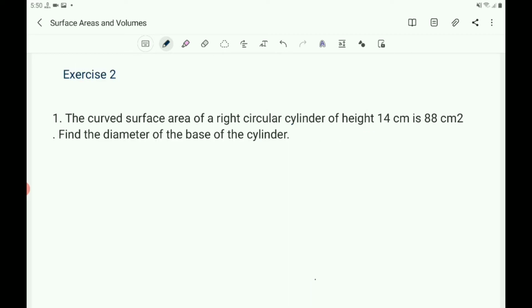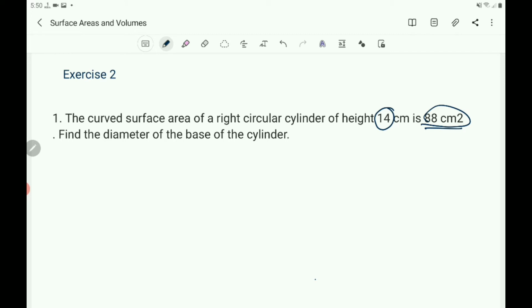Let us start exercise 2 of the chapter. The first question: the curved surface area of a right circular cylinder of height 14 cm is 88 cm square. Find the diameter of the base of the cylinder. What is given here? Curved surface area of a right circular cylinder is given, and its height is given.